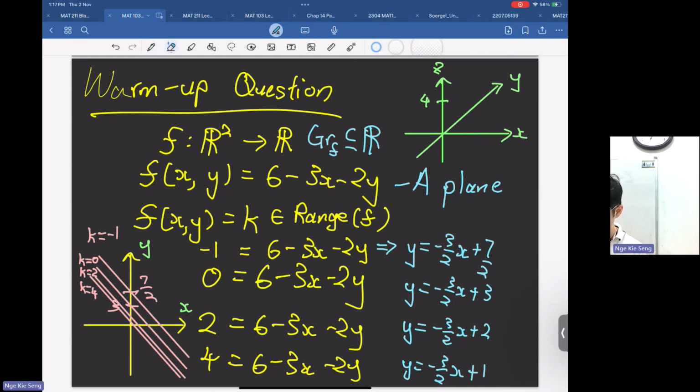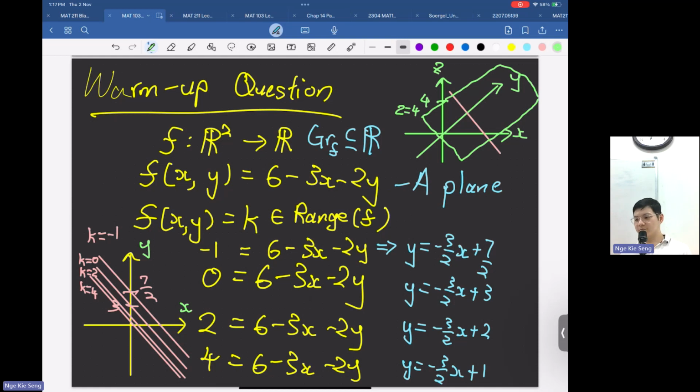Let me use another color, red. And here is the line, for example. This line is living on the plane of z equals 4. Confused or not? You need to imagine it in 3D. Here is x, here is y, and going up is z. You need to find the z equals 4 plane, and on this plane the k equals 4 line is living.